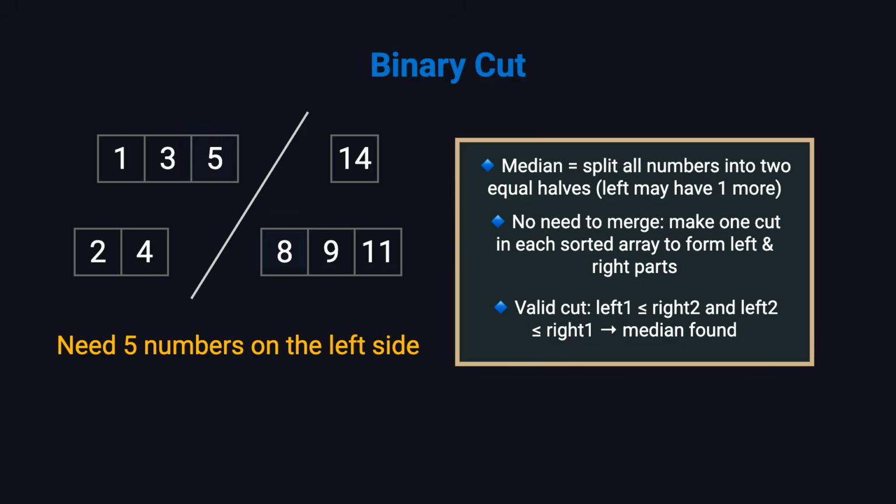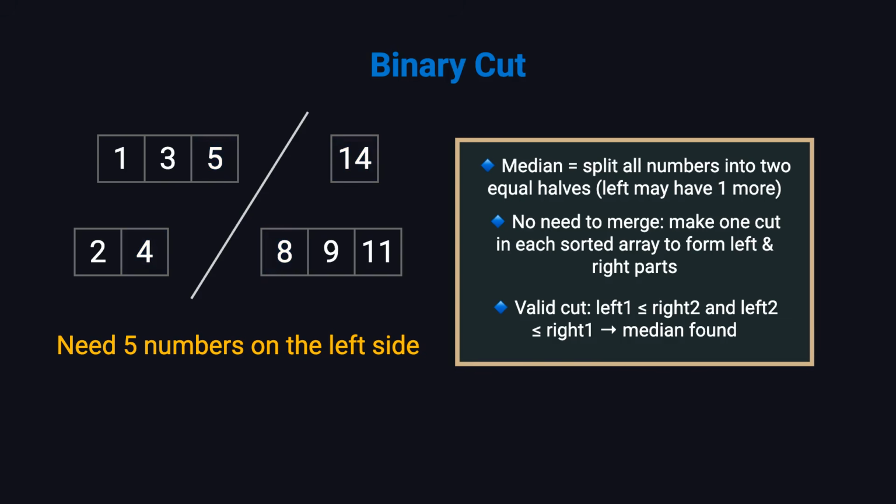Let's check again. First condition, the left maximum of numbers 1 is 5, and the right minimum of numbers 2 is 8. 5 is less than 8. That works. Second condition, the left maximum of numbers 2 is 4, and the right minimum of numbers 1 is 14. 4 is less than 14. That works too. Both conditions pass, which means we've found the correct cut.